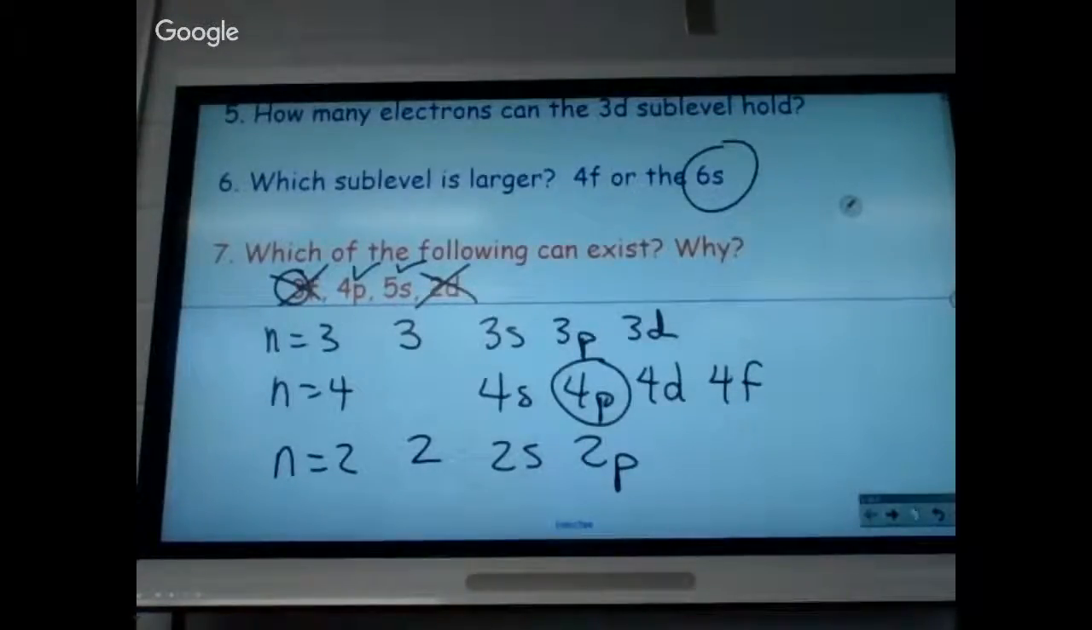How many electrons can N equals 2 hold? 8. If N equals 4, how many electrons? 32. 32 is correct.